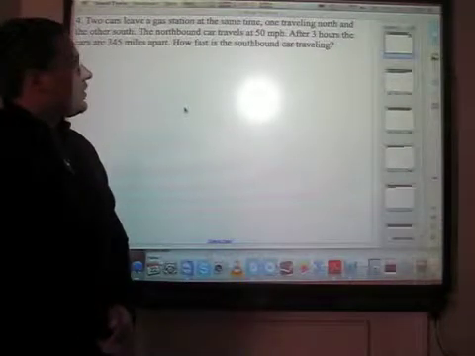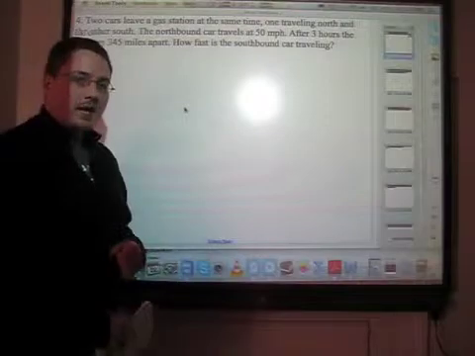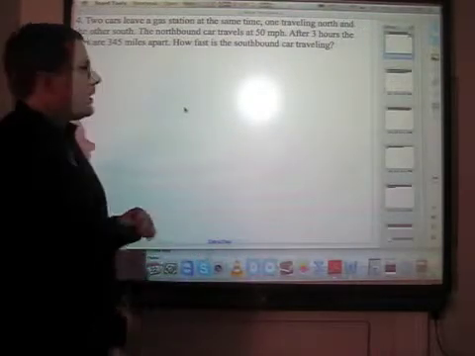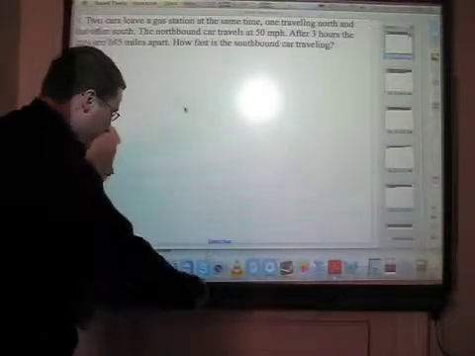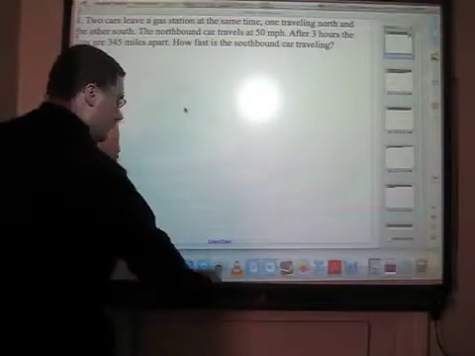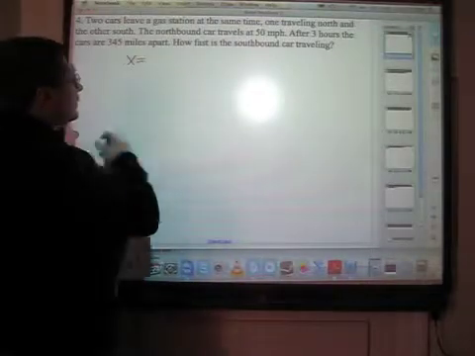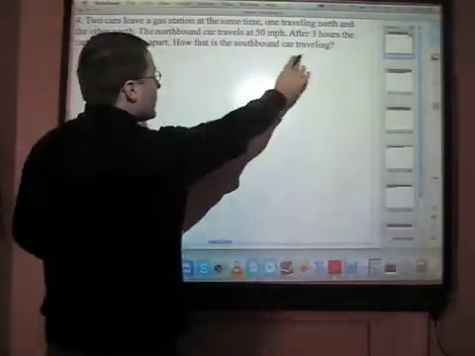Alright, so there's a way to do distance rate time problems that helps you keep yourself organized. We're going to start out like we always do by defining a variable. So let's say that x equals the speed of the southbound car.